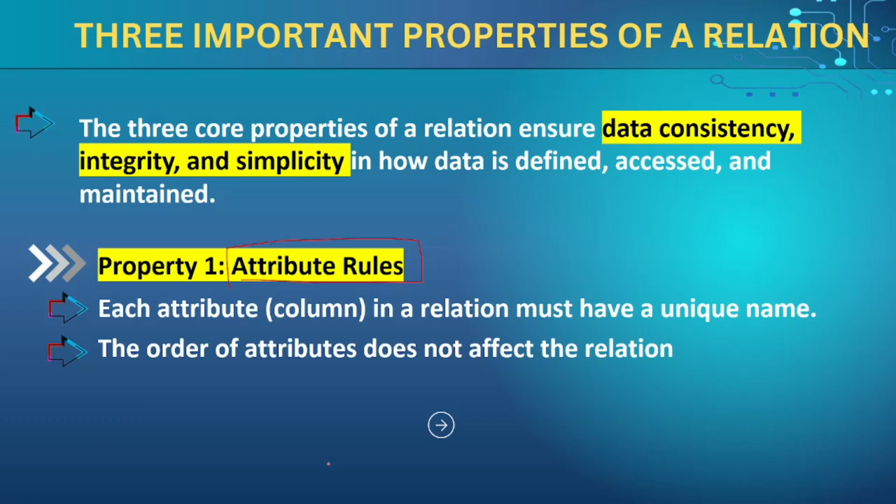So when I'm preparing the table, I should not have roll number as both columns. That will not be correct. You should have a unique name. And next one, the order of the attributes does not affect the relation. For example, here I'm mentioning roll number and the name. After that, I'm mentioning guardian ID. Then next one is date of birth. If you maintain any order, it doesn't matter.